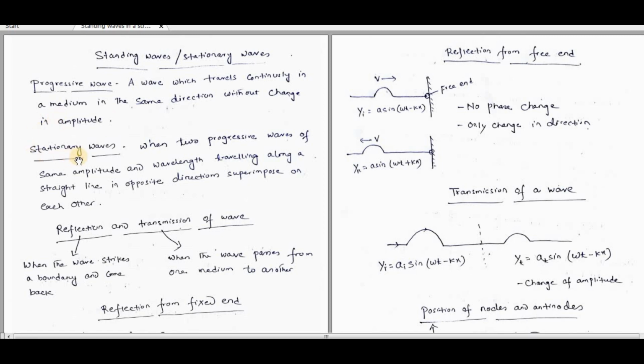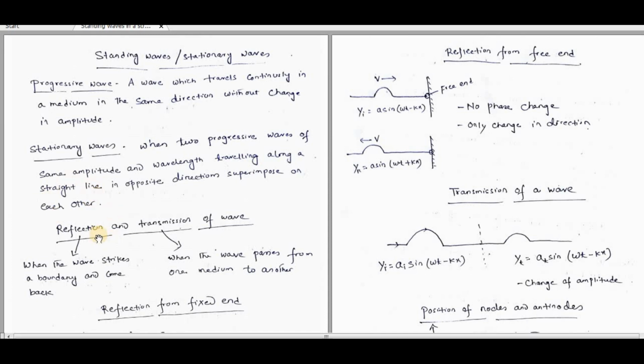Now comes the question: what are stationary waves, and how can you produce them? Stationary waves can be produced when two progressive waves of the same amplitude and wavelength, traveling along a straight line in opposite directions, superimpose on each other. So when we have two progressive waves traveling in opposite directions with the same amplitude and wavelength, if they superimpose, then stationary waves are produced.